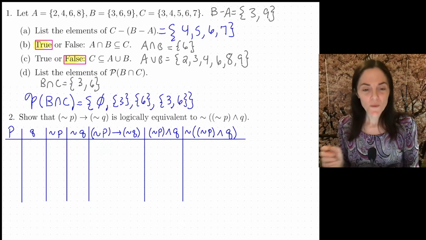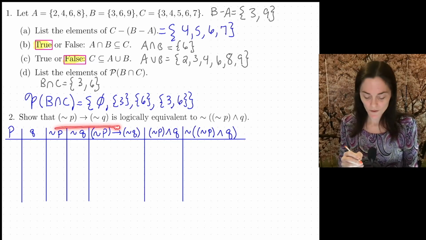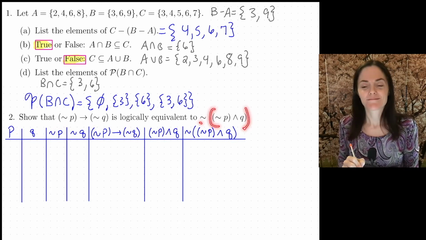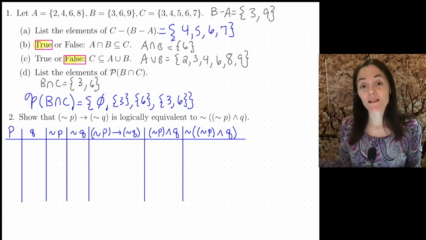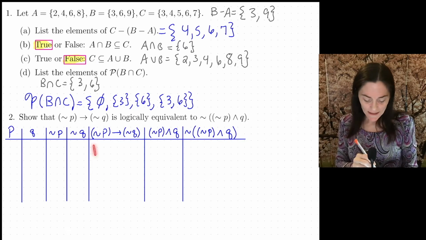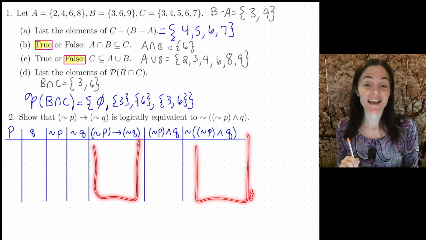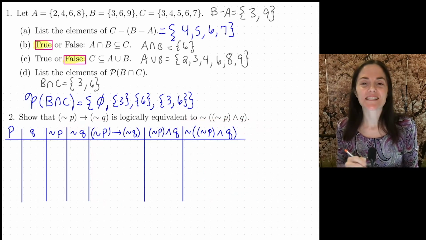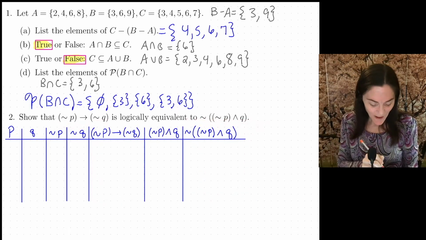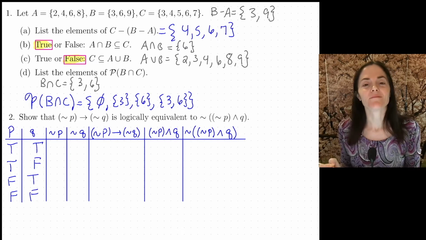Number 2, we want to show here not P implies not Q is logically equivalent to not (P and Q). And I have pre-drawn a truth table with all the columns that we need. Now, in the end, this column and this column should have the same pattern of T's and F's. And when we get that, we will know that this compound proposition and this compound proposition are logically equivalent.